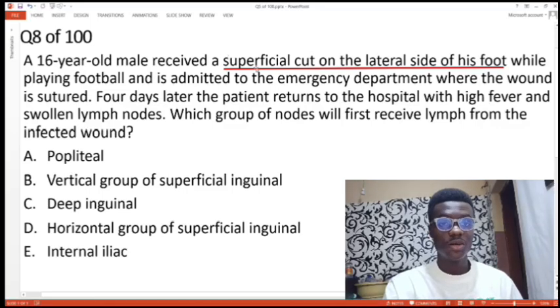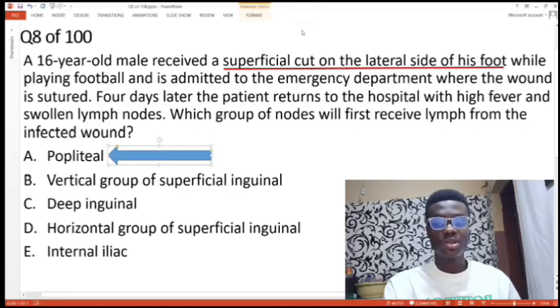This is pretty straightforward. The most important part of this question is what I underlined here: superficial cut on the lateral side of his foot. So the lymph nodes that will receive lymph from the lateral side of the foot are the popliteal lymph nodes, right? The popliteal lymph node is situated in the popliteal fossa. So the popliteal lymph node is our correct answer.